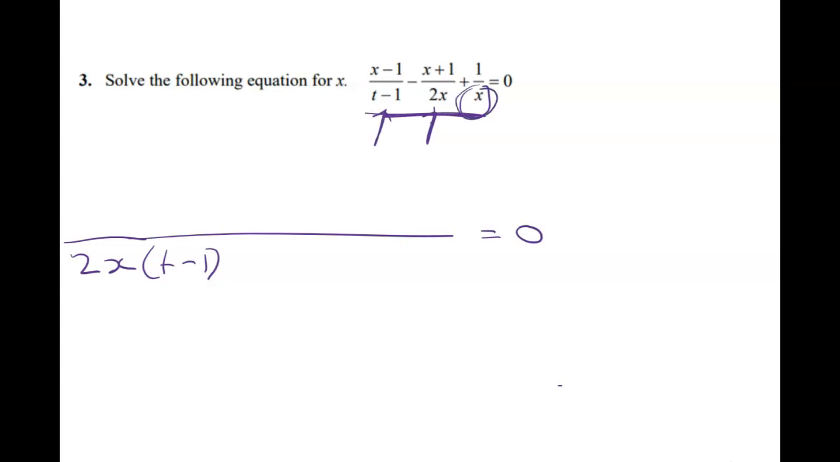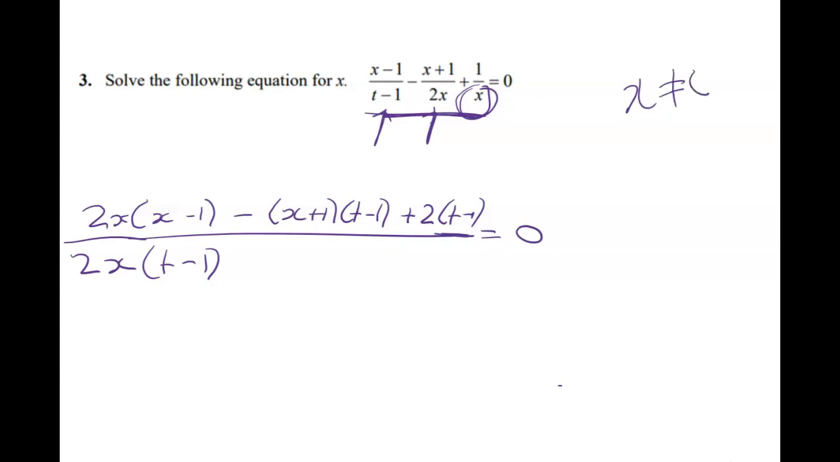Right? We don't need to be timesing out by that x. What does this give me? Well, I get 2x times x minus 1 minus x plus 1 times t minus 1 plus 2 times t minus 1. And if it's equal to 0, so we know that x can't be equal to 0, all we care about is the numerator, right? So we can multiply both sides by the denominator.